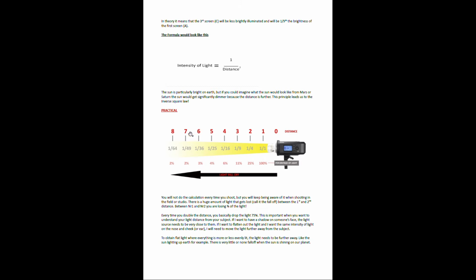6 feet away, 3%. And then the further away you go, the softer the light becomes, and the more light you lose. So even if I ask my assistant just to step away half a meter, the amount of light that you lose or gain by getting closer or further away is astounding.